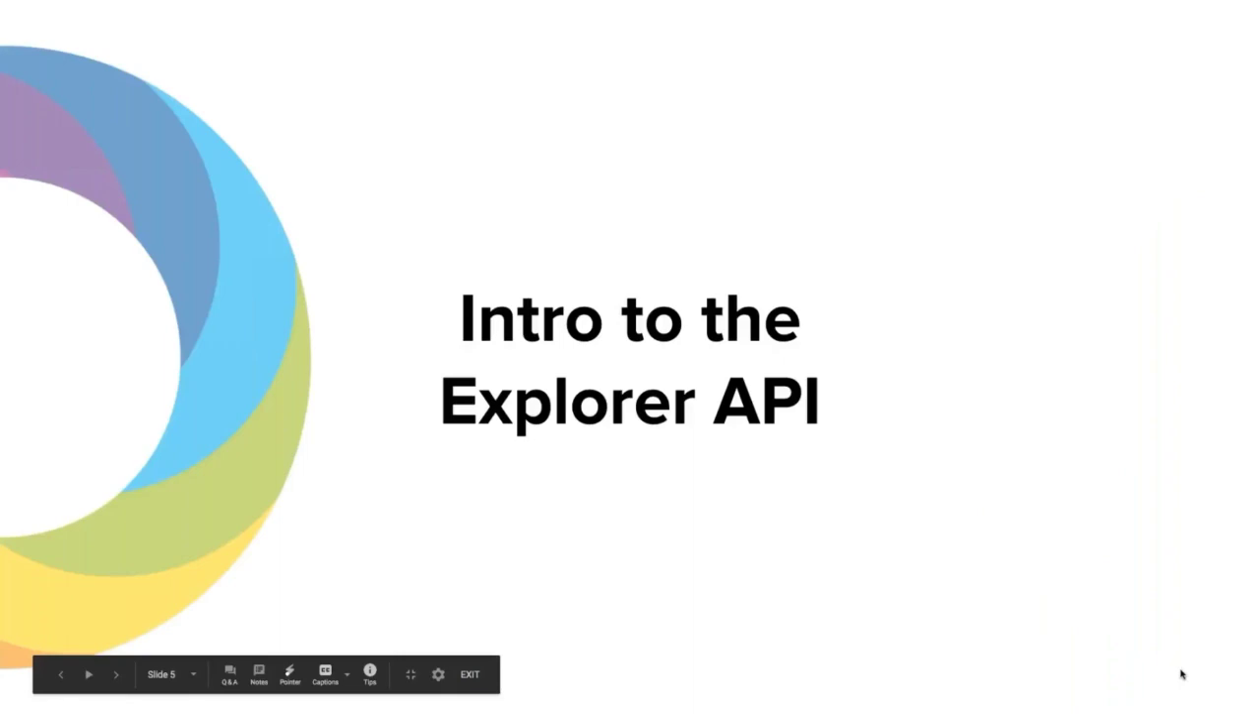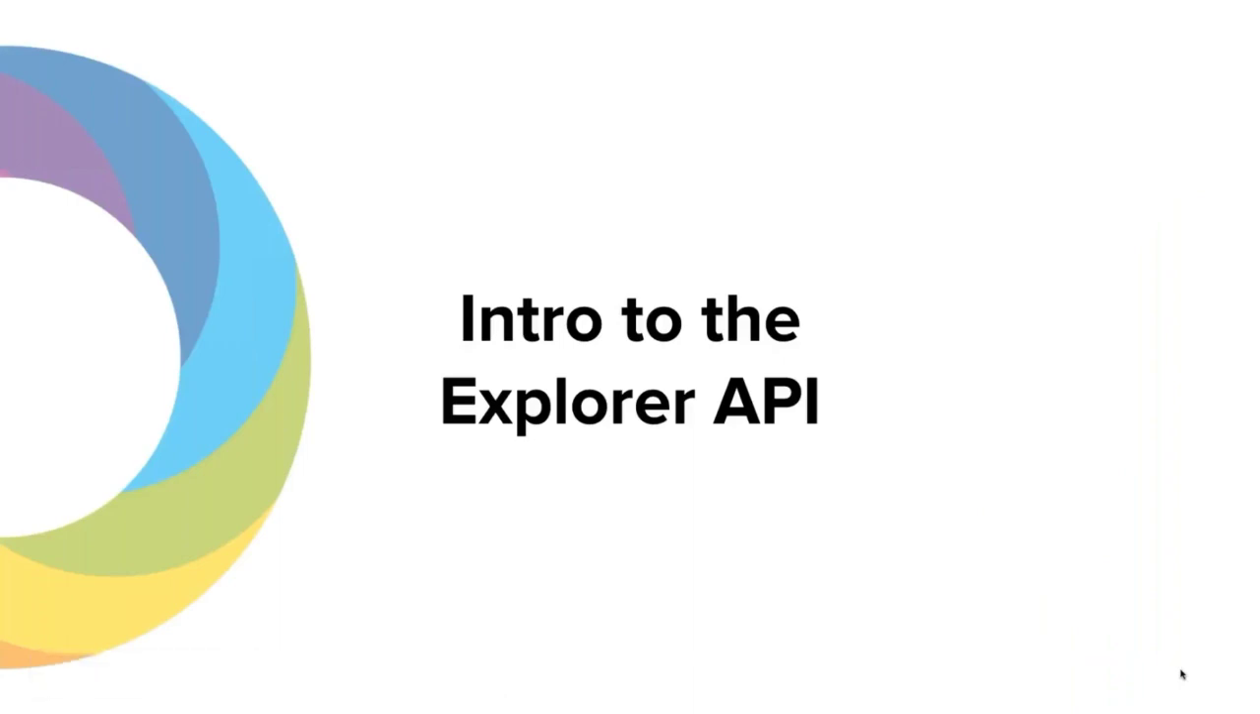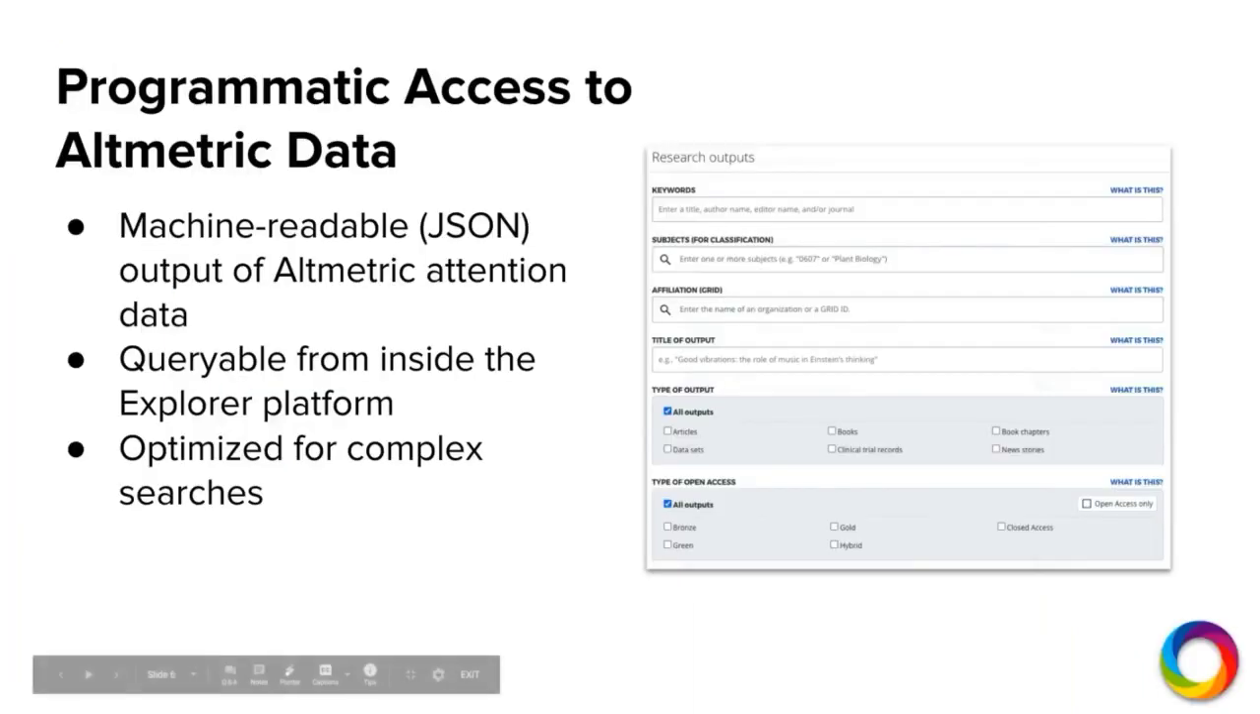The Explorer API. I'll just give a general overview of what the API is and how it interacts with the Altmetric database. So the Explorer API is a means of accessing the Explorer's data programmatically. It offers a machine-readable output of the Altmetric data, and it's queryable directly from the Explorer interface. So it's in a standard JSON format.